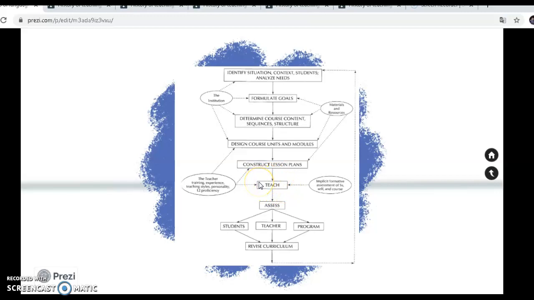taking into account the action, teach, and implicit formative assessment of students and self of the course. Assessment is a very important activity because it involves the students, the teacher, the program, in order to revise the curriculum. And this is a holistic process because we start again by identifying the situation, the context, the students, and the needs in the institution.